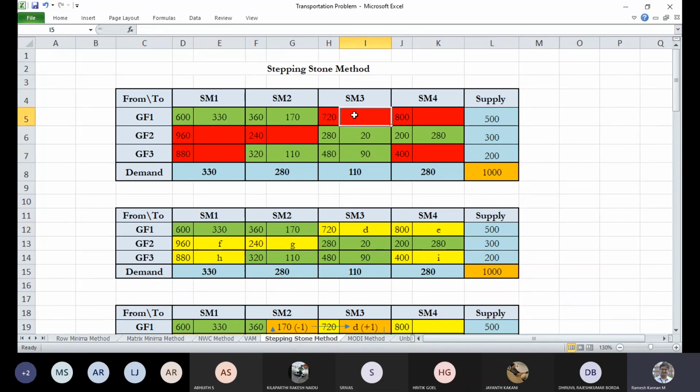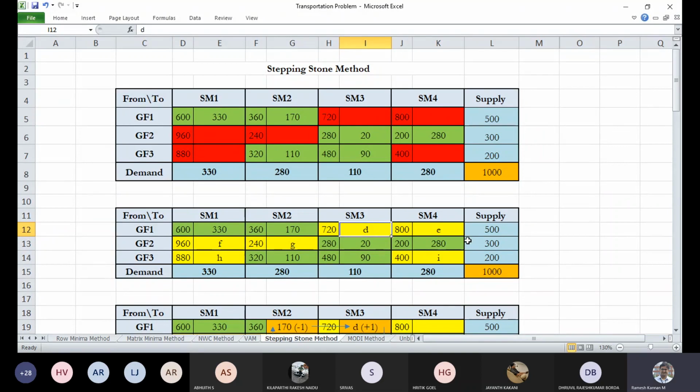Here is an unallocated cell, which means we have not put any allocations. We name it D, and the next one is E. You can go row-wise, then come back to F, G. It doesn't matter, you can name them any way. Finally, we're going to try allocating these unallocated cells and see if it produces a more optimal, lesser overall transportation cost compared to the initial basic feasible solution. That's our basic logic.